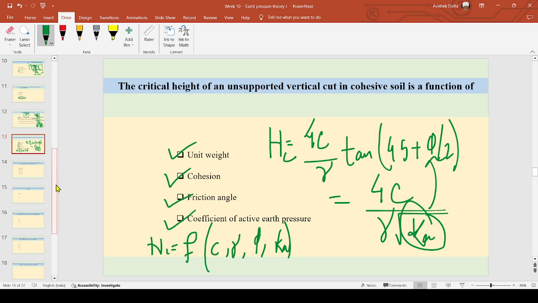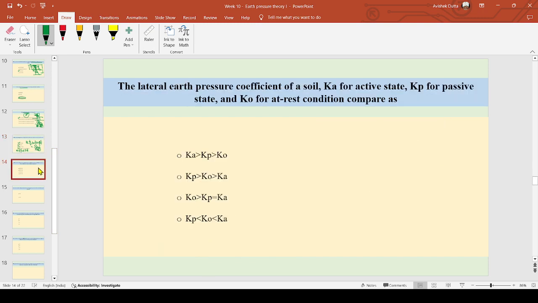Okay, so in this scenario, I guess the next question will also be very easy for you. The lateral earth pressure coefficient of the soil, Ka active, Kp passive, K0 at rest condition, how will they compare? Option B, sir. Yes, option B.